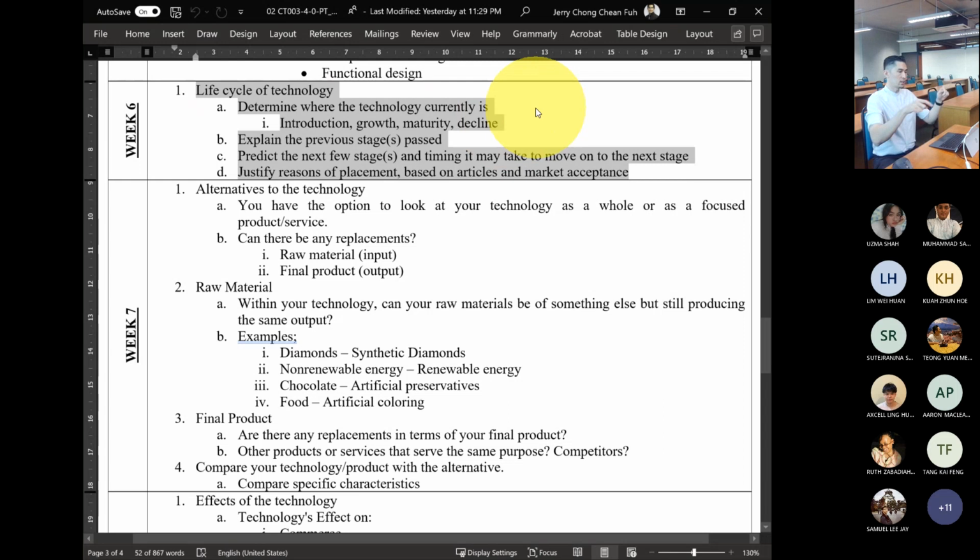This is quite straightforward, actually. You look at the life cycle. The life cycle always looks like an S curve. So it's in the shape of an S, and you're supposed to determine where your technology sits. Once you determine where it is, you're supposed to justify it. So Sardar says all good. Tina has a question. Yes, Tina.